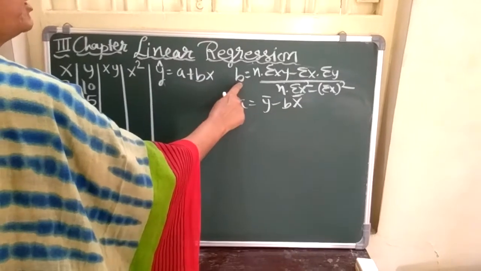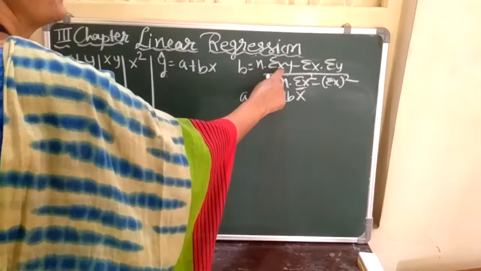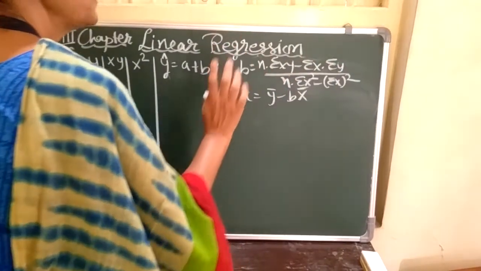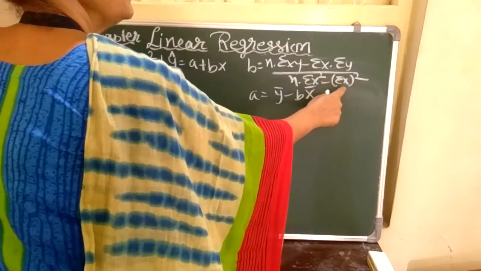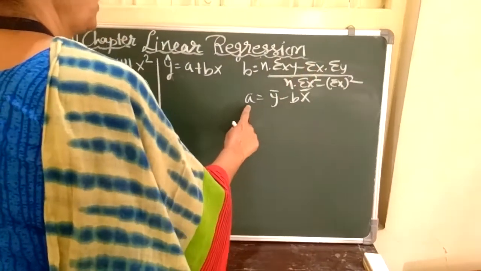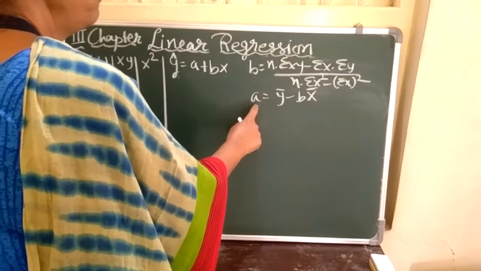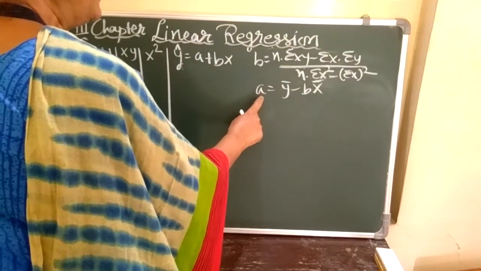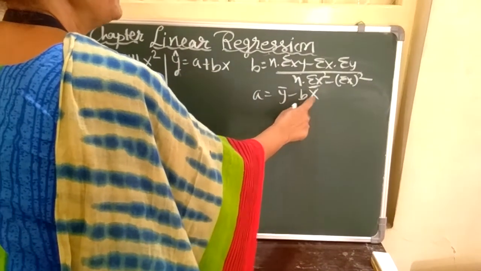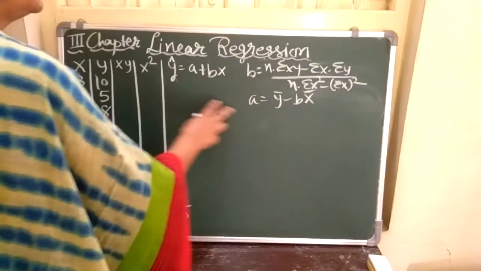First we will always find b, the formula for which is n sigma xy minus sigma x into sigma y, upon n sigma x square minus sigma x whole square. While for a, after finding b we will find a, because the value of b is used in finding a. That is a equals y bar minus b x bar. Now let us start with the sum.